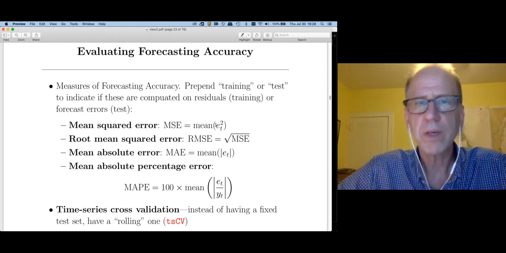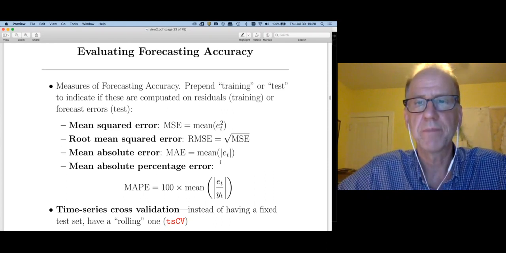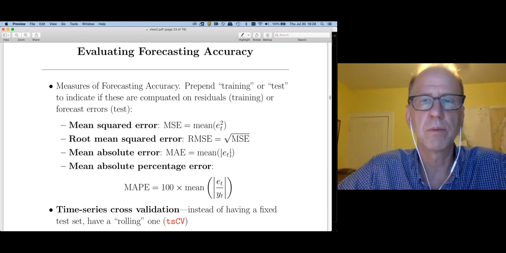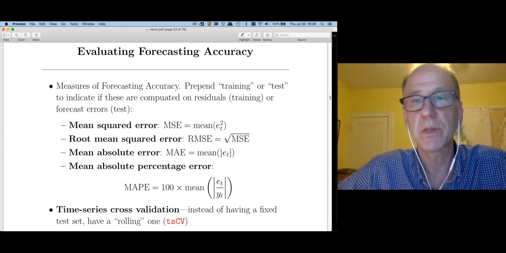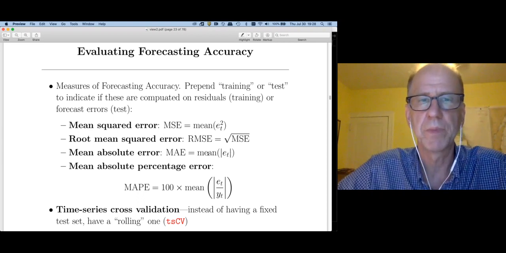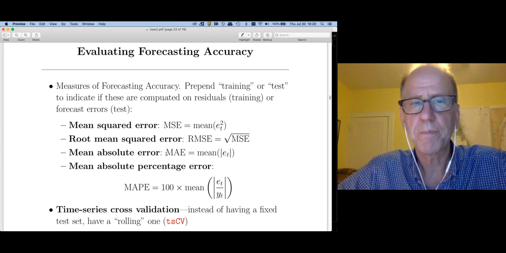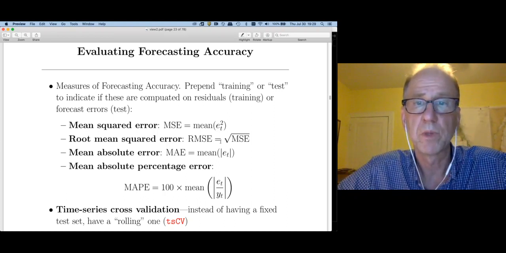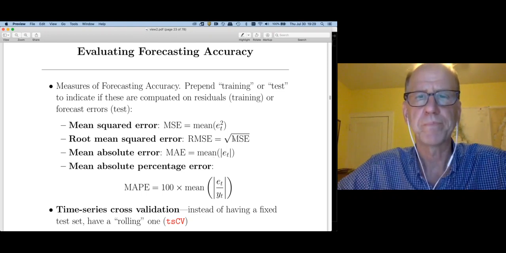A different way of getting rid of the sign is to take the absolute value. So just convert all the negative errors to positive errors, and then average them. And so both the root mean squared error and this mean absolute error are trying to tell us what is the typical size of an error, and they just estimate it in a different way.